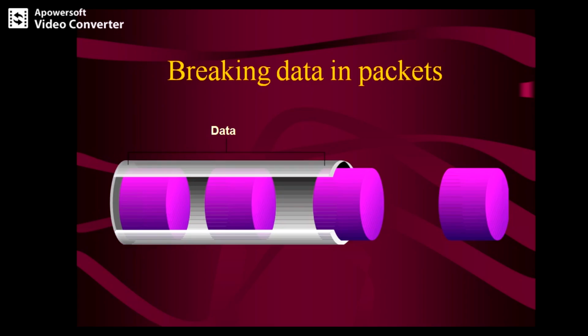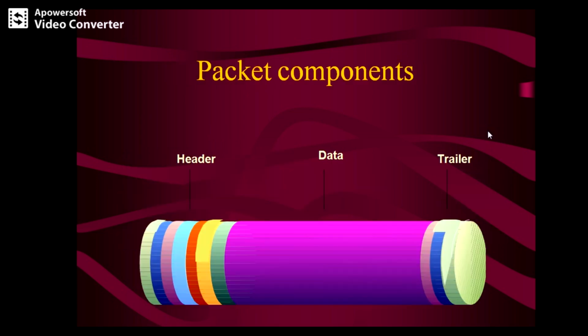So now when the data moves, the stream of data is divided into different packets. Now what exactly is a packet, and what does it contain? The components of a packet are data, a header, and a trailer. So a packet contains data, header, and trailer.